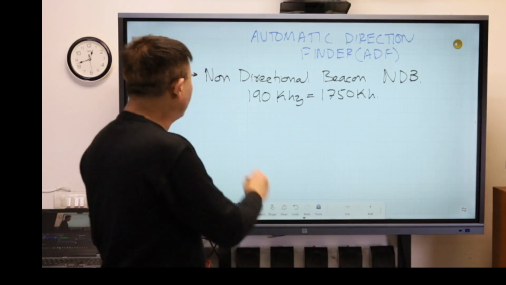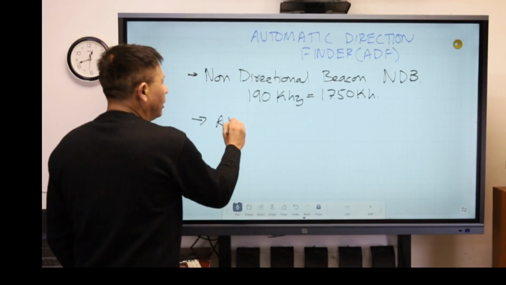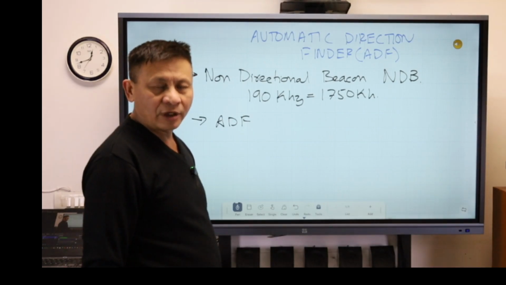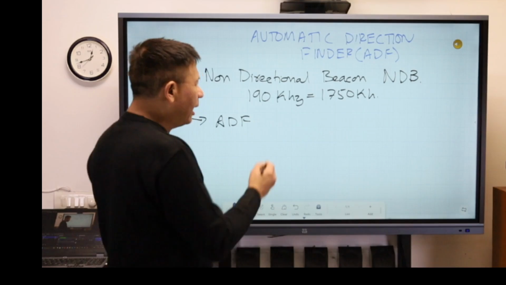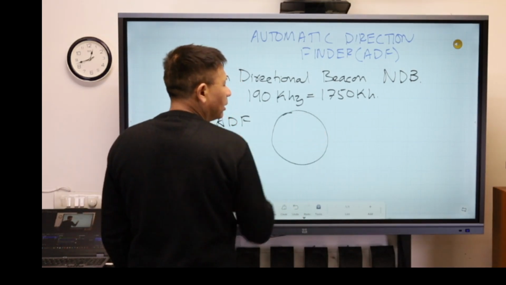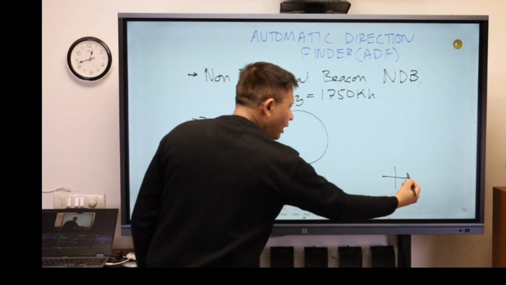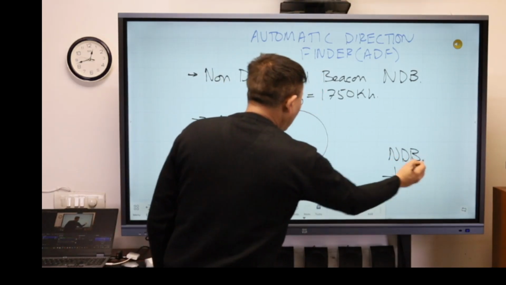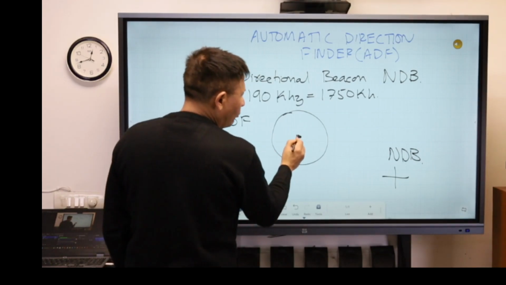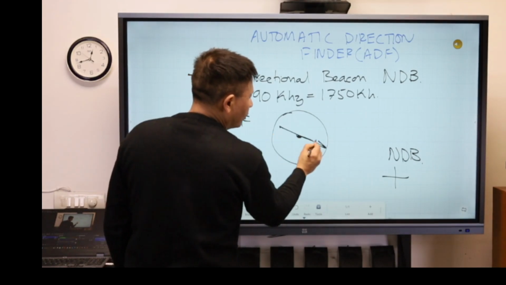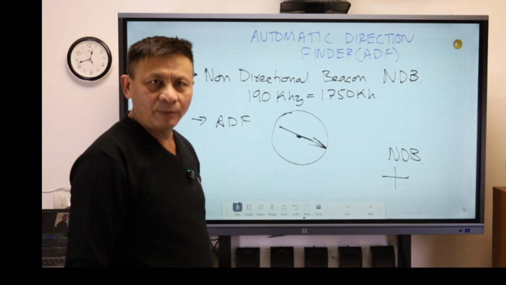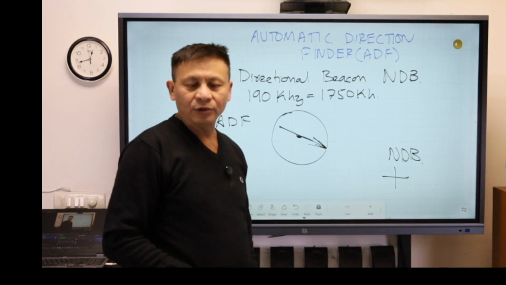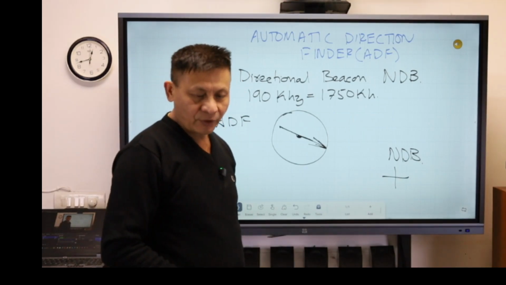The aircraft instrument, the ADF, will be able to find out the direction in which this beacon is located. If it is an instrument like this, and let us assume that this is the direction in which the NDB is, the needle inside the aircraft will show like this. This is the direction in which the NDB or the ground station is. So now let's have a look at how this ADF works.